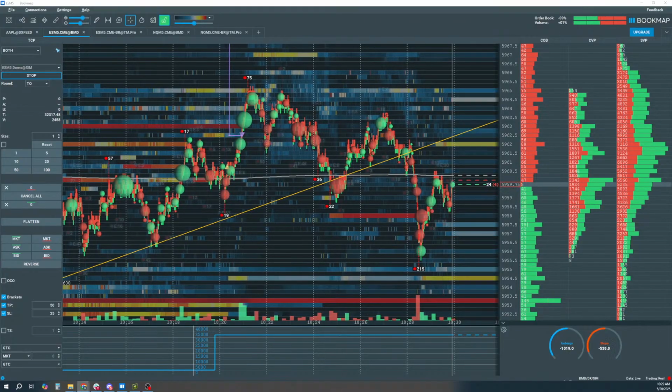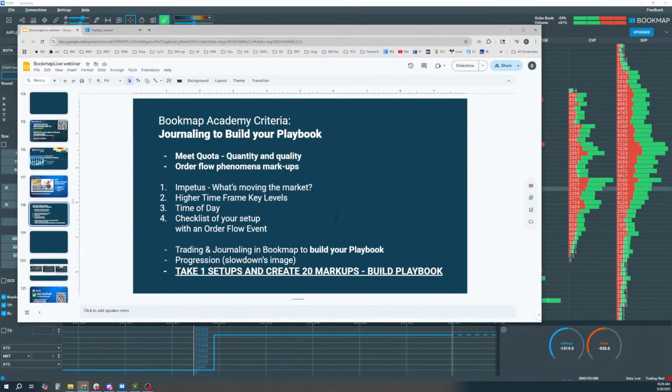Okay, so we go back to this. And this is where I was going with Steven at the end. Take that one setup, create these 20 markups, build out your playbook. Okay? No, it has to resonate with you. So start with one and become an expert in it. Okay, take 2 to 3 weeks. I suggested 3 weeks, maybe even more. Maybe 6 weeks. Become an expert in this one strategy.